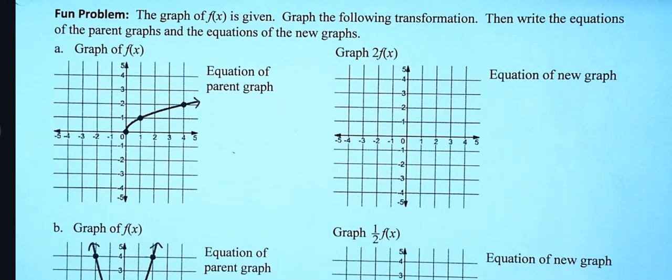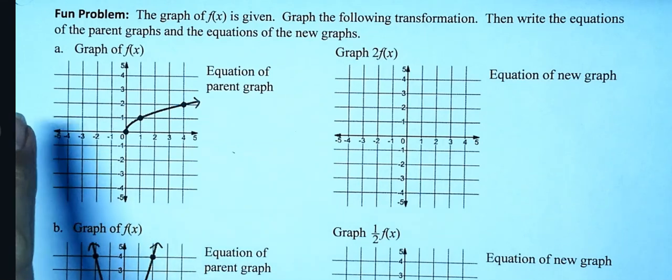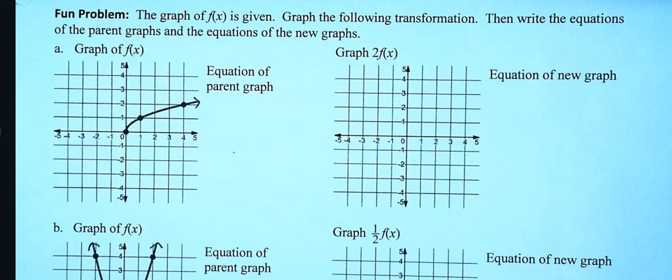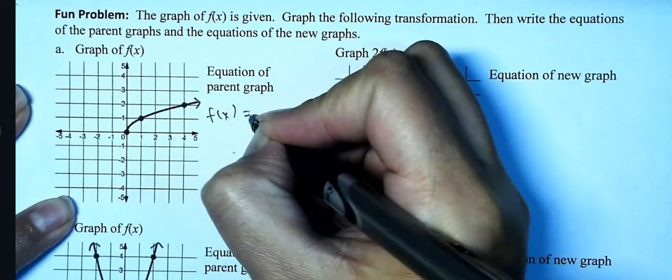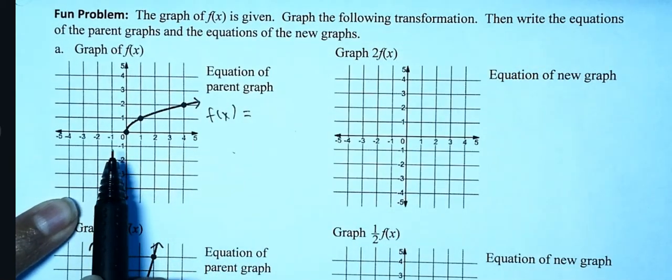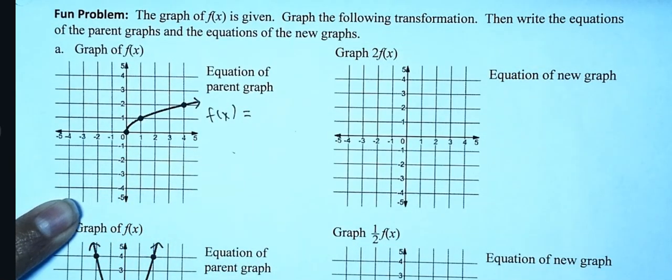Okay, so we have a fun problem to wrap up this video. We are told that the graph of f of x is given, so that's A. And it says graph the following transformations. Then write the equations of the parent graphs and the equations of the new graphs. So let's write the equation. You can put y equals or use function notation. I'm going to use function notation. So f of x equals, and this is one of the 6 parent functions or basic graphs.